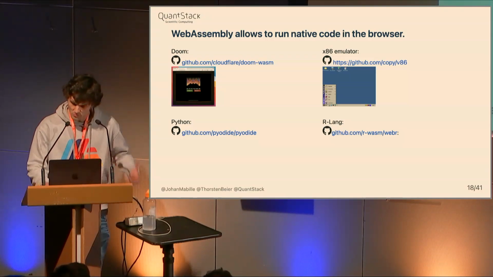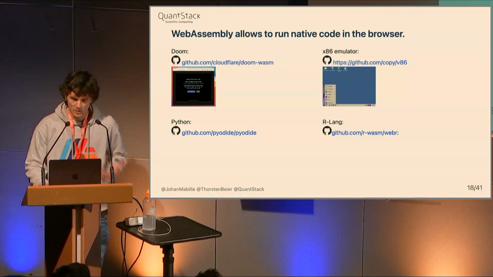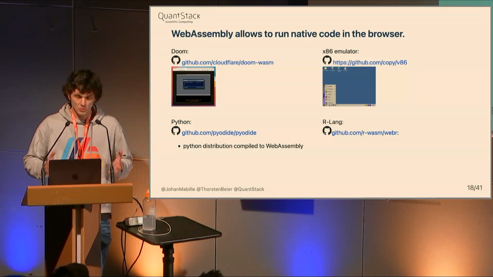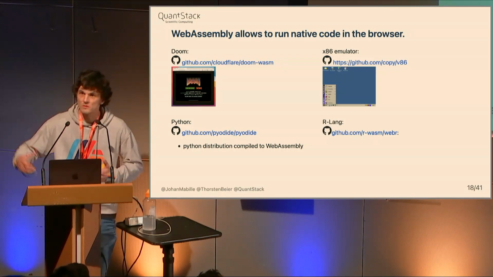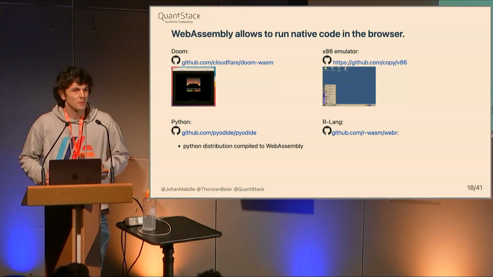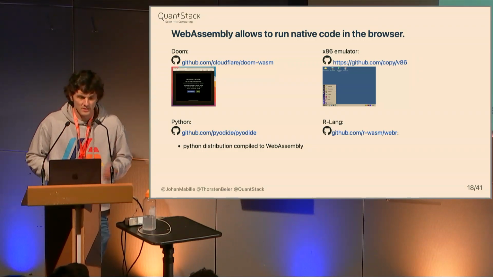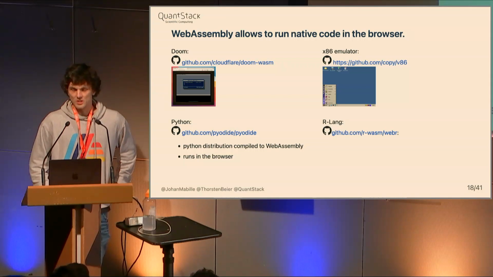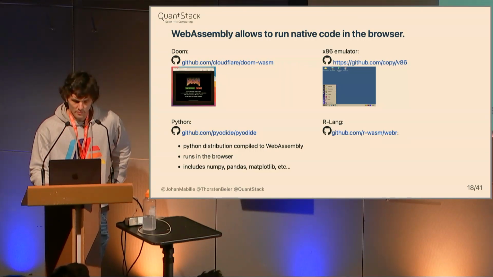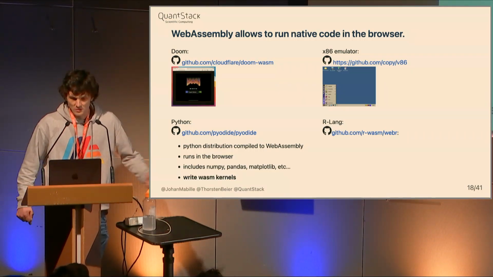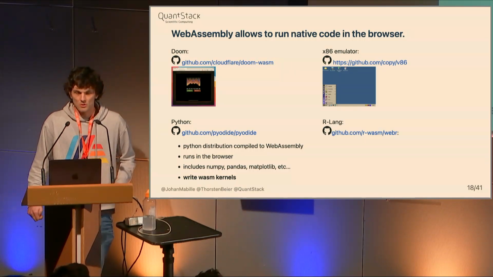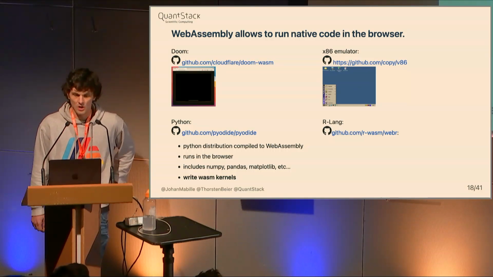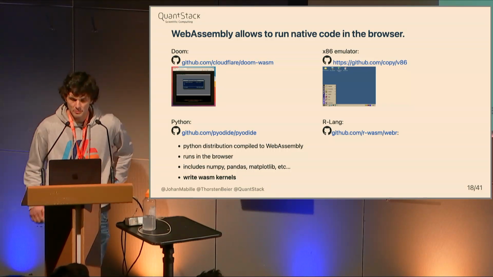But for that, there are cool things like Python compiled to WebAssembly. This is called Pyodide. It is a complete Python distribution compiled to WebAssembly. What does this mean? It's not only the Python interpreter, but all the packages we love, like NumPy, Pandas, and so on. And it runs in the browser. So what can we do with this? Well, obviously, we can write Wasm kernels. Since we now have Python in the browser, we should also be able to write kernels for Jupyter which run in the browser.